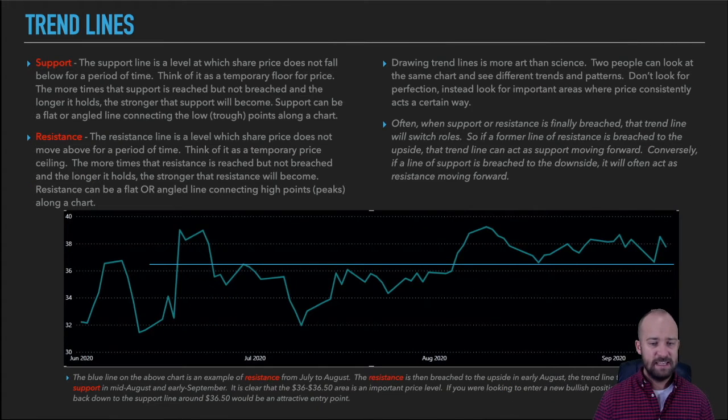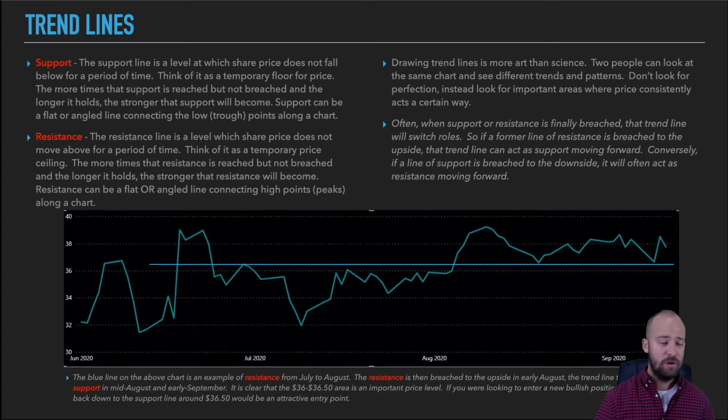But here, we see that there's just kind of a flat price level that at first is resistance. You see in late June that price bumps up against that flat trend line there. And in fact, that trend line probably could have been extended all the way to the far left of this chart, because price is right around that same level in early June as well.